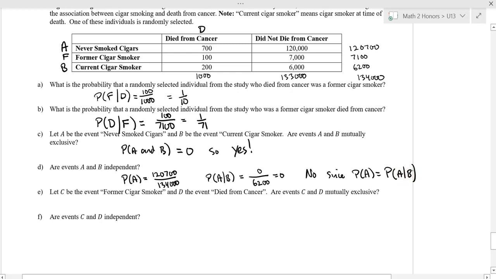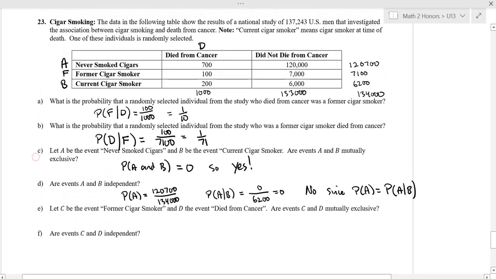Alright, E, let C be former cigar smoker. Okay, I had it as F, I'm going to put C there now. And D, the event died from cancer. Okay, are events C and D mutually exclusive? Okay, so the probability of C and D happening would be 100 out of the 134,000, which is not equal to 0, so no, they are not mutually exclusive.